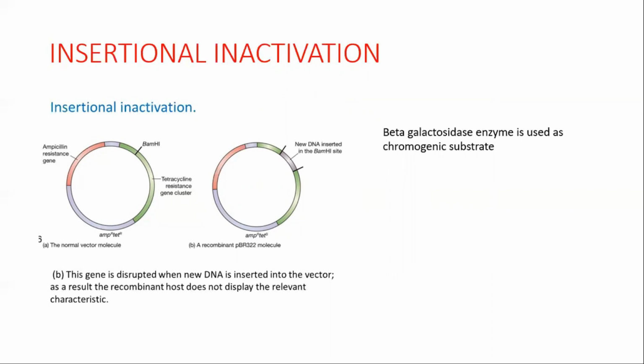Whereas if recombinants are put in the culture containing the chromogenic substrate, it will not produce any color because it has got an insert, meaning a foreign DNA. That is why it is called insertional inactivation. It's a very, very important question. How will you differentiate recombinants from non-recombinants by using insertional inactivation?